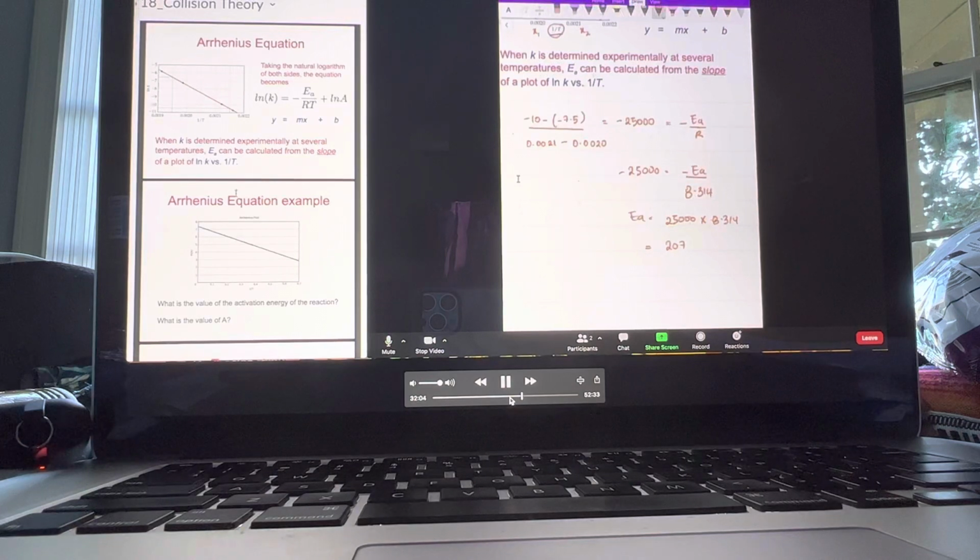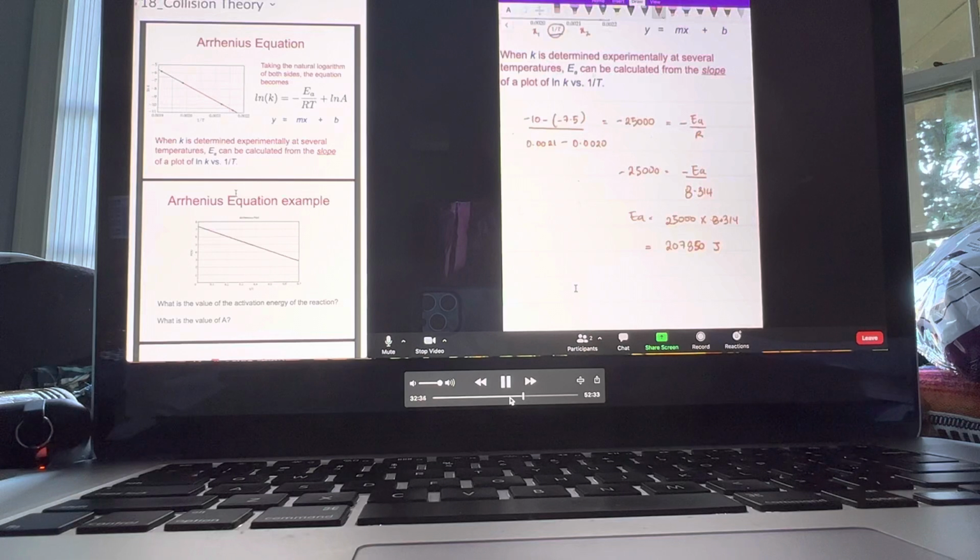203,350. Okay. Oh wait, did it wrong. That's what I got. 203. Okay, yes, I got it wrong. I accidentally put it 134. Oh, I see. 4. Okay, cool. Yeah, so that's how you can use a graph.